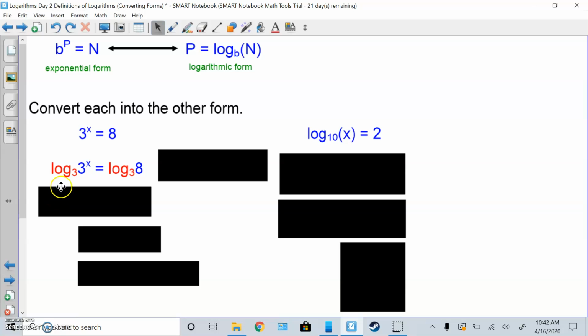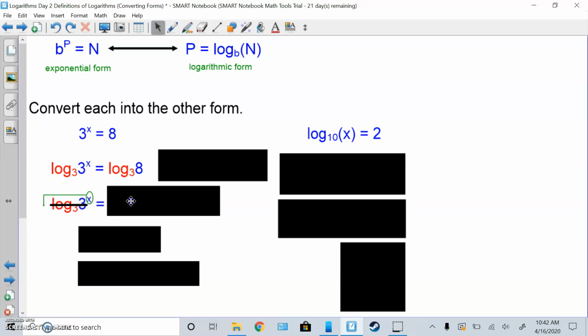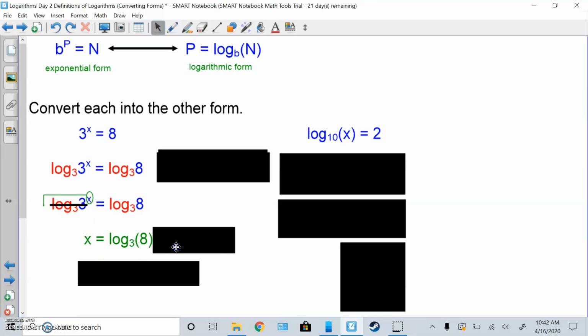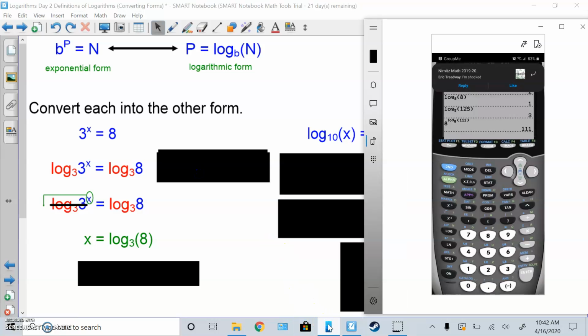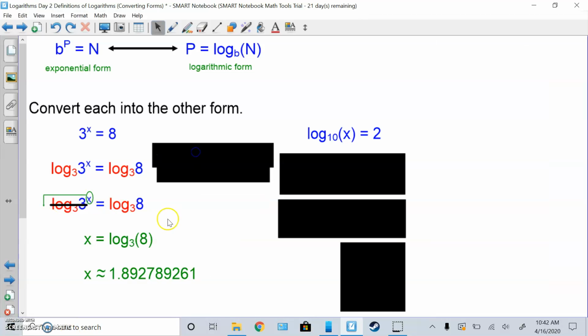Then I notice log base 3 of 3 will cancel out, and the exponent x will drop down in front. The right side stays the same. So now we just get x equals log base 3 of 8. That is the answer. So in the calculator, if I press math up, log base 3 of 8, this is the exact answer, but it goes on forever. But you could say x is approximately that decimal.